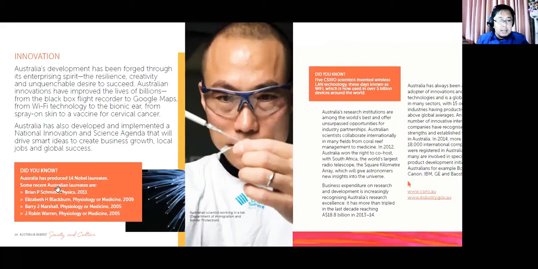Australia telah menghasilkan 14 Nobel laureates, bernama Brian P. Smith di bidang fisika tahun 2011, kemudian Elizabeth H. Blackburn di bidang fisiologi atau kedokteran tahun 2009, Barry J. Marshall di bidang kedokteran 2005, dan J. Robin Warren di bidang kedokteran tahun 2005.